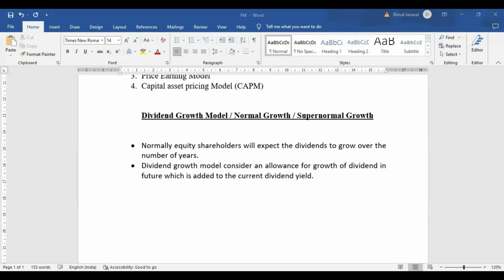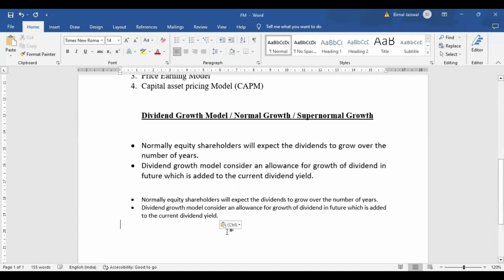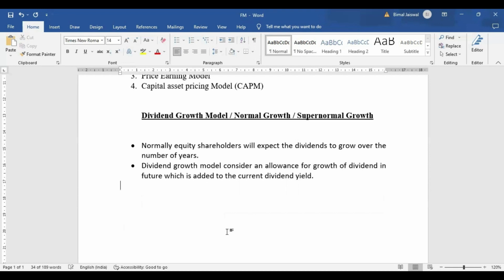Now, dividend may grow at a constant rate, which can also be called the normal growth. Suppose g has been considered as the percentage of growth. In such cases, we can write the equation in this form.